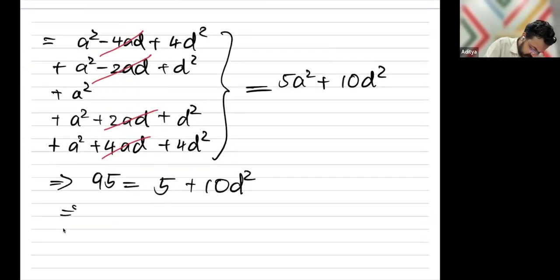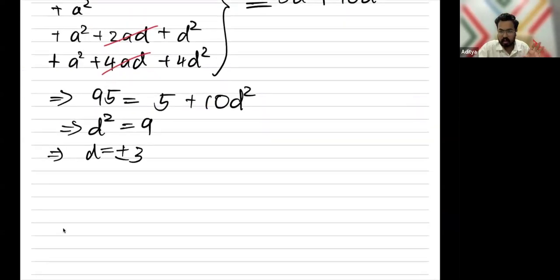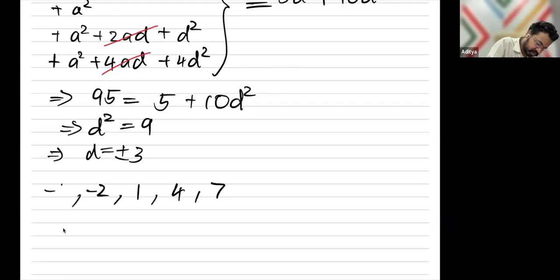And from here we have d square equal to 9. I can cancel 5 on both sides and then divide by 10 to get 9. And we have d equal to plus minus 3. It doesn't matter. Both are equivalent and both are correct. The positive and negative values of d will actually come. And then you get 1, 4, 7 and minus 2, minus 5. Because this is the middlemost term, a plus d, a plus 2d, a minus d, a minus 2d. And when you multiply all of these, you will get 280.